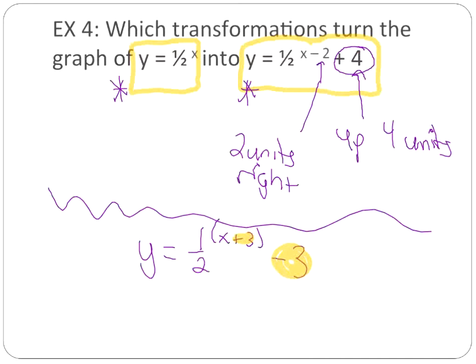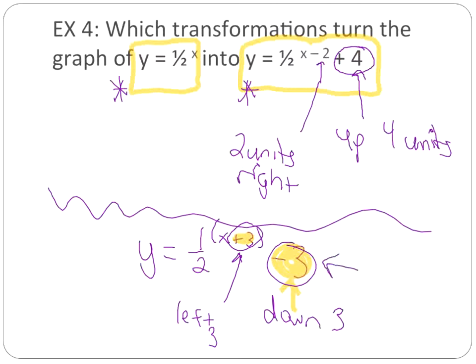So Taylor, what do you think about the number at the end? Good job. So that's going to move it down 3. And Alex, what do you think about the number inside? Good job, left 3. Because inside the parentheses, it's always opposite of what we see. Great job. You guys did great. So do you have to memorize what A, H, and K does to your graph? No, but by knowing these 2 numbers play key roles, doesn't it make it way easier to answer the question? You don't have to regraph it. You don't have to do anything.